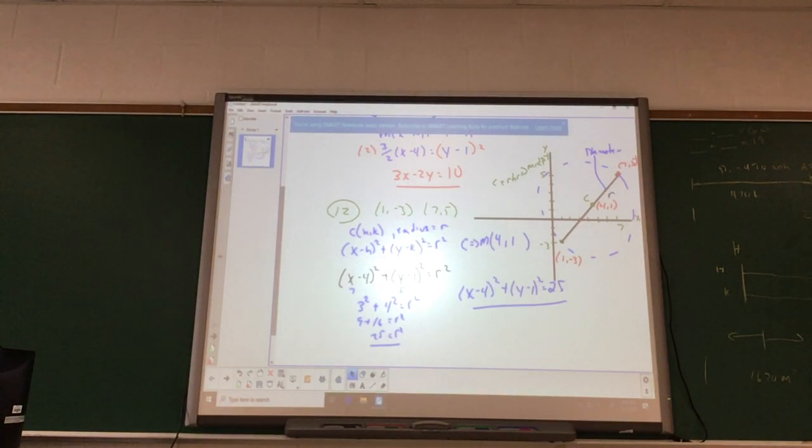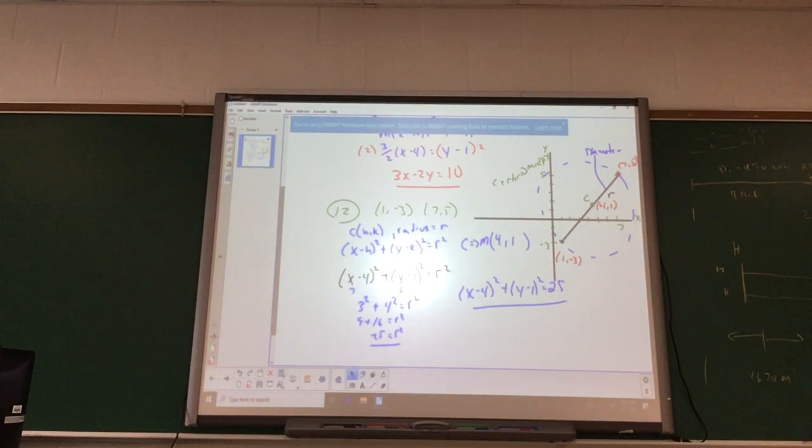Any other questions you have on any of the problems on this worksheet? Either 8 or 9? 8 or 9? Does it matter which one? Okay, let's take a look at number 9.